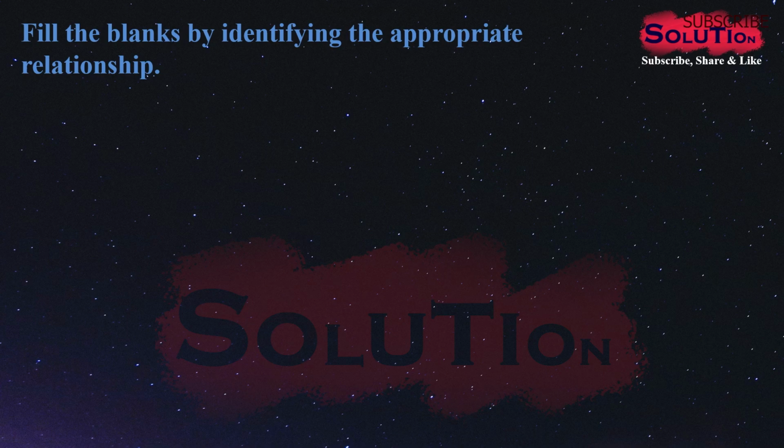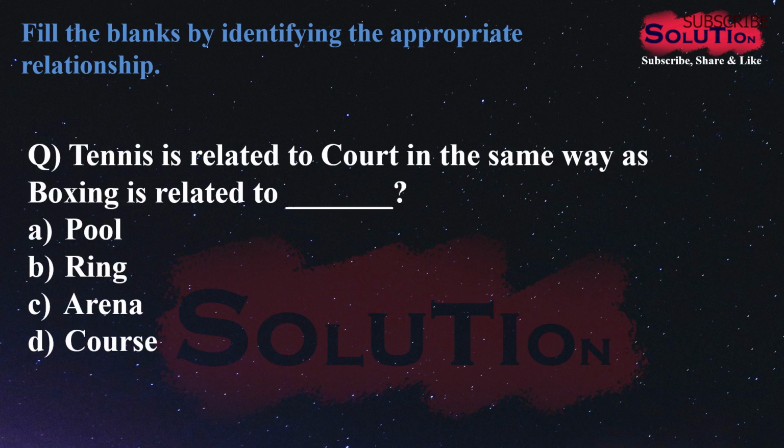Now fill in the blanks by identifying the appropriate relationship. So this is what you have to do now. What is the relationship that you have to find out? Here we have to fill the blanks, and before that you have to identify the relationship. Tennis is related to court in the same way boxing is related to. Tennis is related to court means we play tennis in the court. Similarly, boxing is related to where we play boxing. We play boxing in the ring.